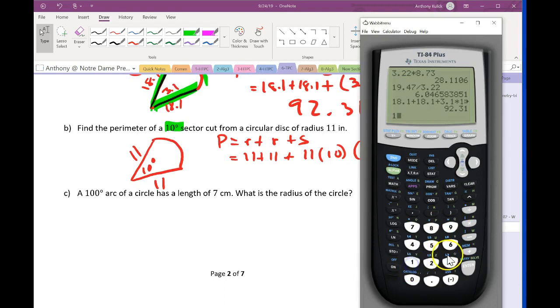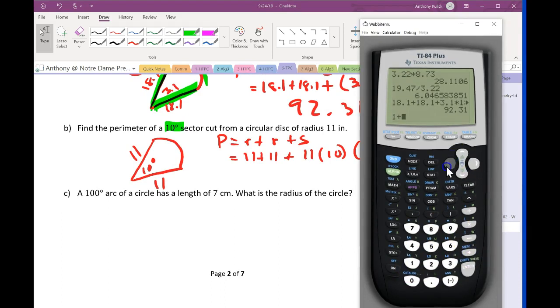So I have 11 plus 11 plus 11 times 10 times pi over 180, and that gives me 23.92.